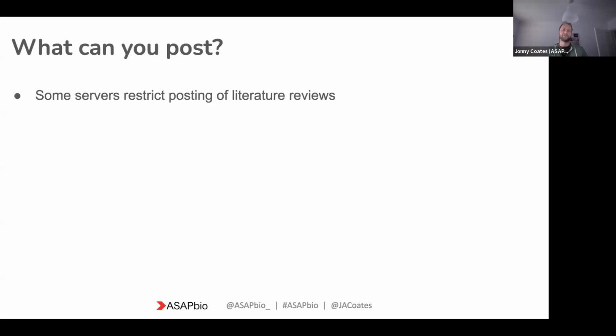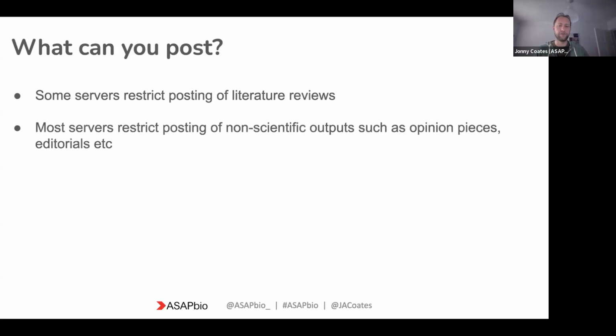A lot of servers restrict posting of things like literature reviews. And this is the main one I see on Twitter. bioRxiv is a really good example of this. Lots of people try and upload a literature review to bioRxiv and it gets rejected because they do not allow literature reviews. Most servers will restrict posting of non-scientific outputs, and this is everything from opinion pieces to editorials. And this is just part of the governance and the structure of the preprint server.